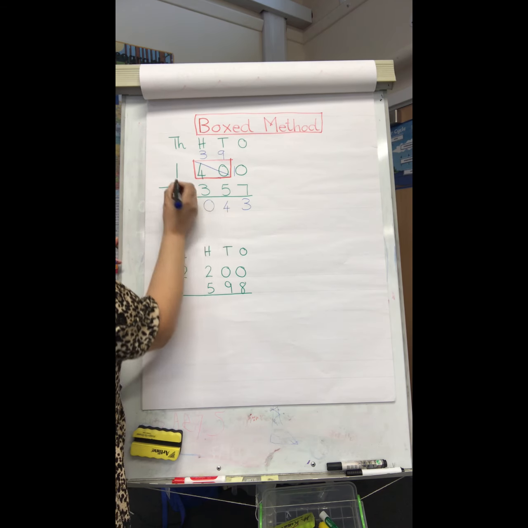0 take away 8. We know we cannot. The number is too small. We go to the next column. Oops, that is also too small. Let's go to the next one. Yes, there is a number there.